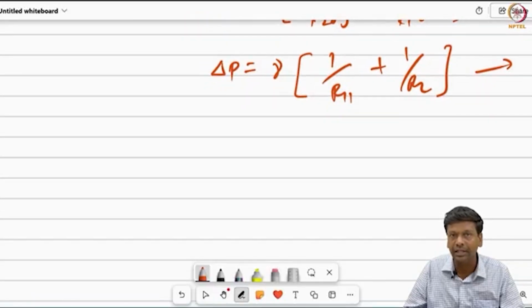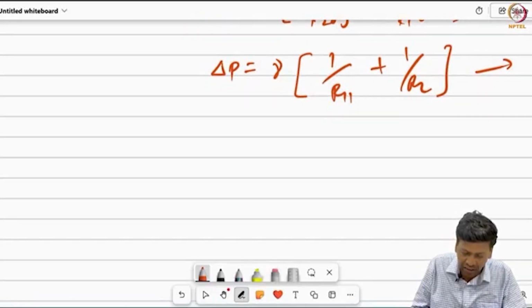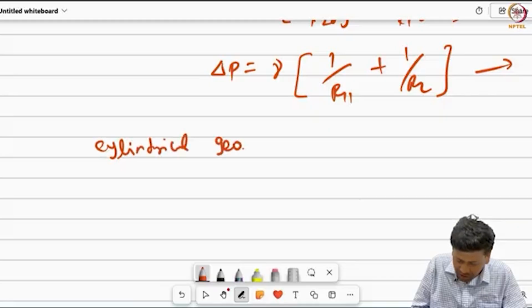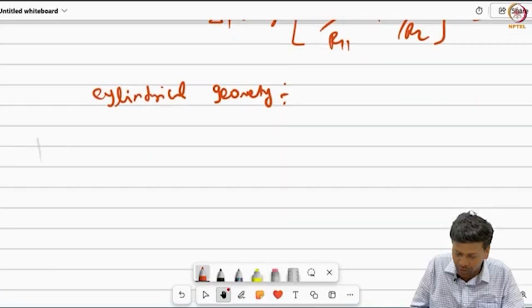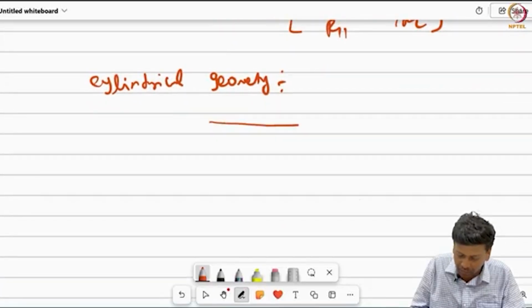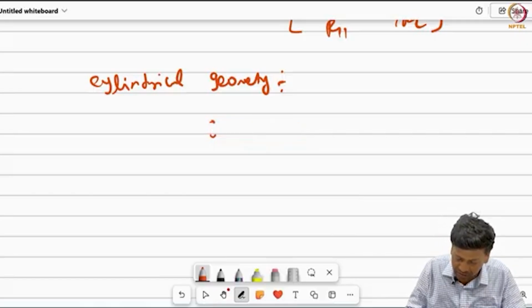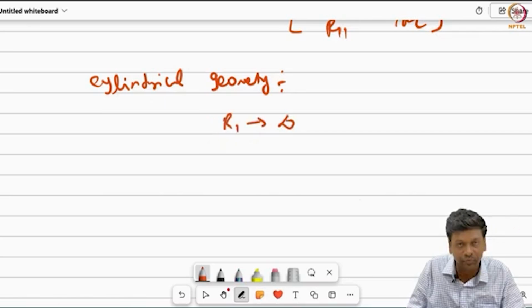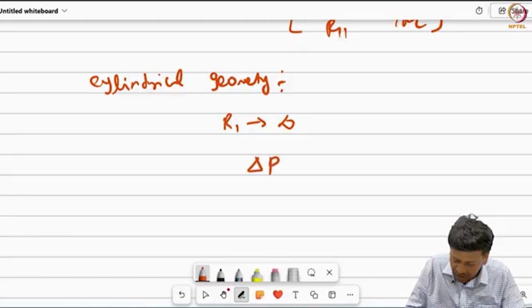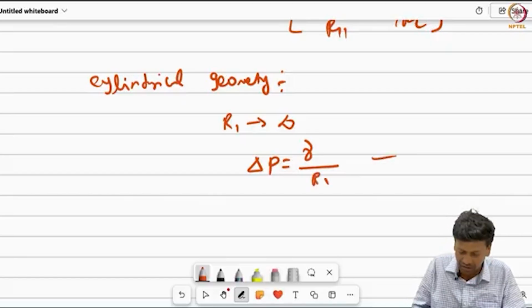Let's consider limiting cases. Let's say we deal with cylindrical geometry. In such a scenario, the major axis will be infinitely larger than the minor axis. So mathematically we can say that R1 will be tending to infinity. In such a scenario, we will get delta P equal to gamma by R1, right? This is for the case of a cylinder.